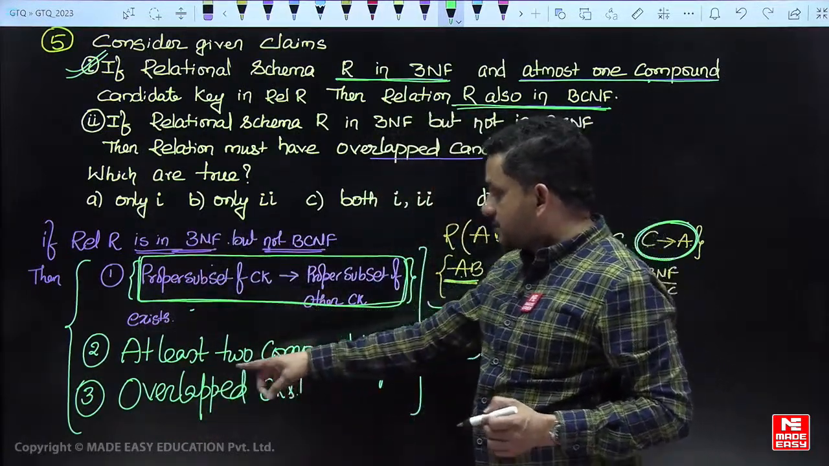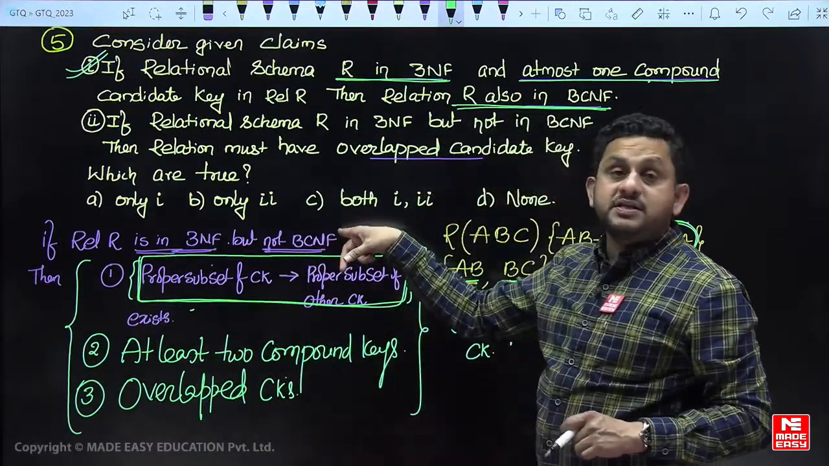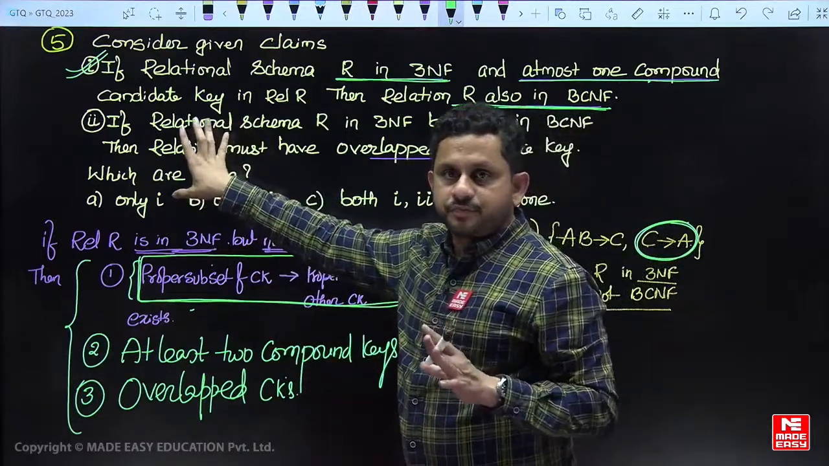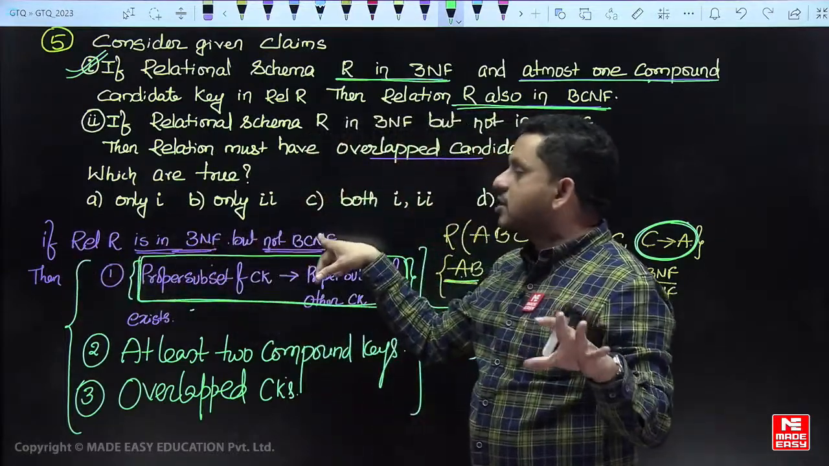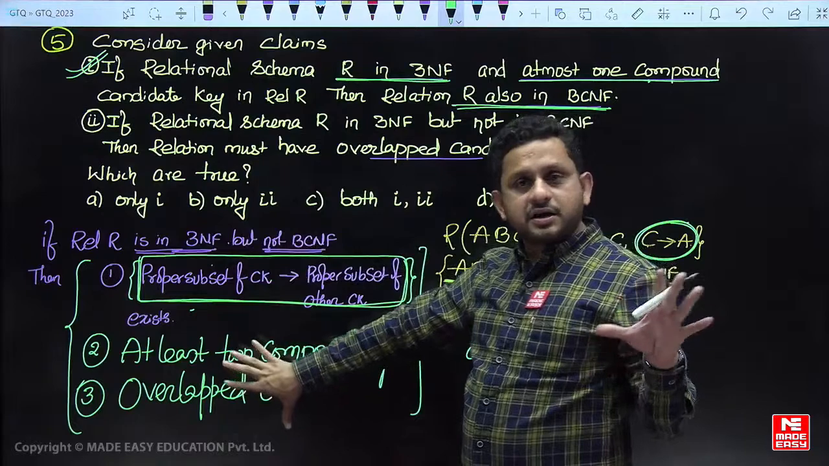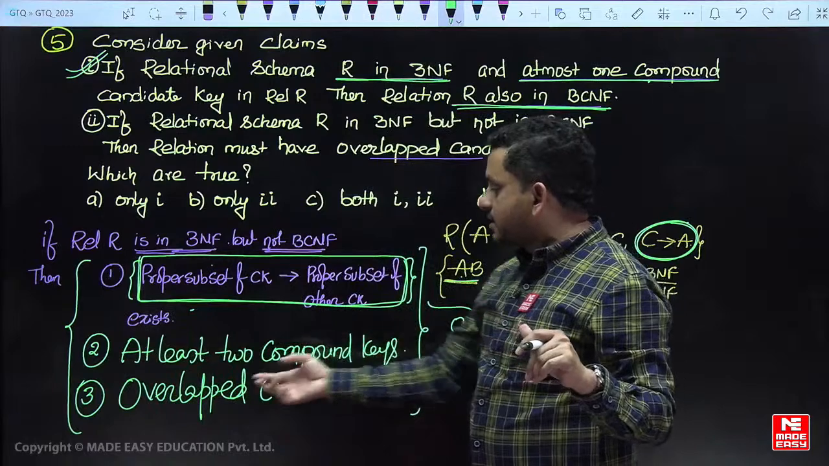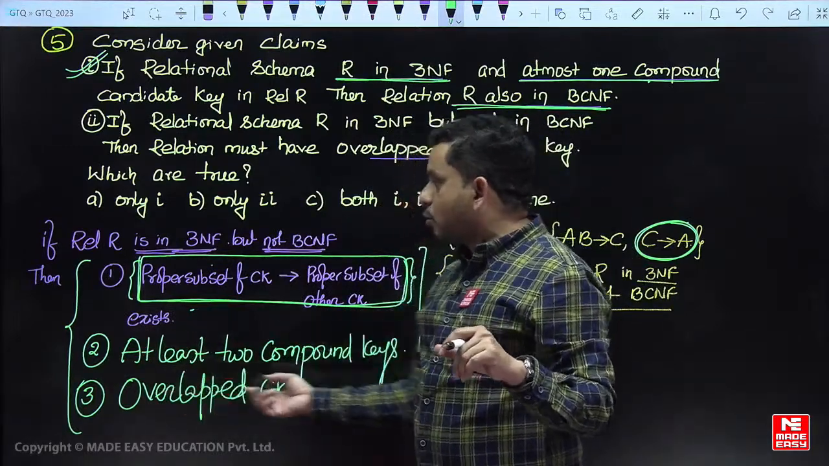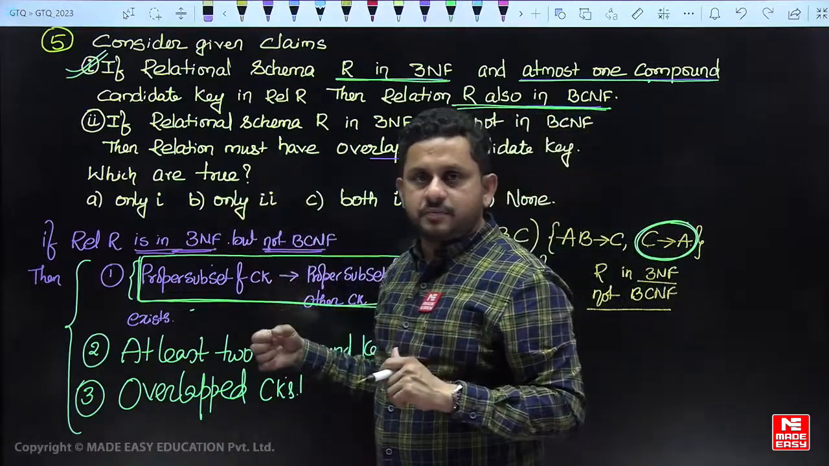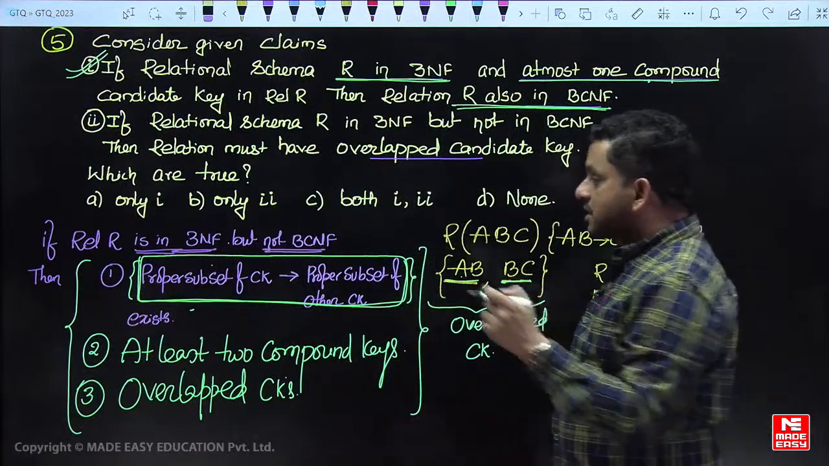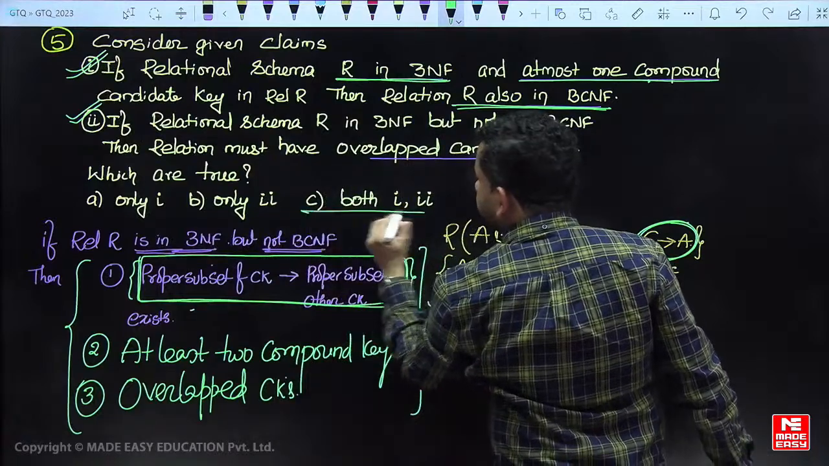That doesn't mean that overlapped candidate keys imply not BCNF, or that two compound keys imply not BCNF. The reverse of the statement is not true. It's not an if-and-only-if statement. If a relation is 3NF but not BCNF, then these three are true. But if they say two overlapped, compound candidate keys, the relation may not be non-BCNF. So the reverse of the statement need not be true. Such conceptual questions are also possible. So the second statement is also true; both statements are true.